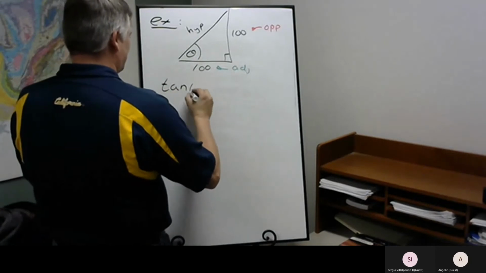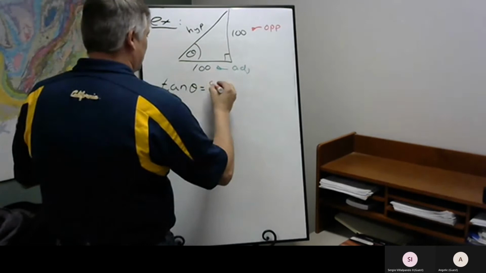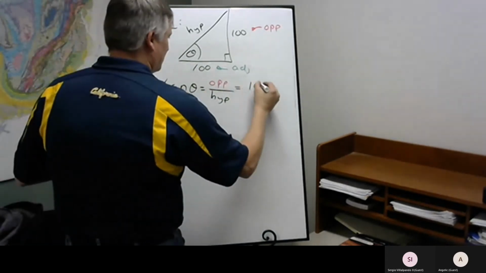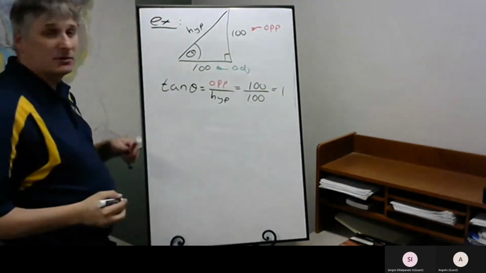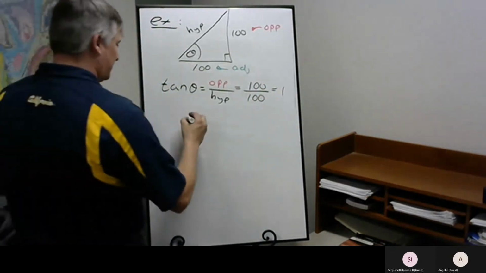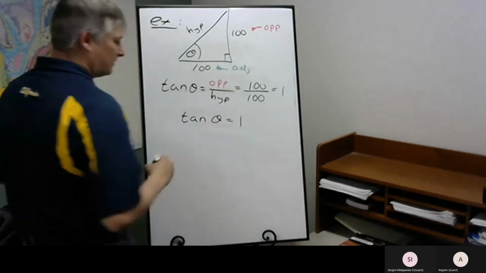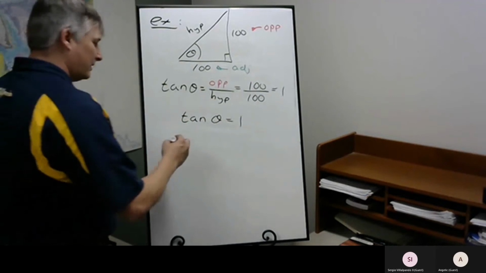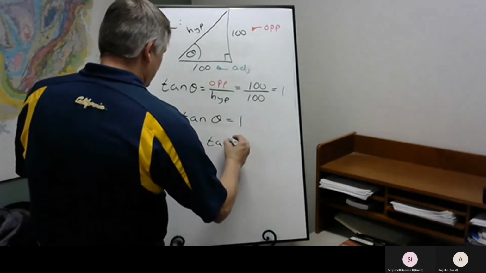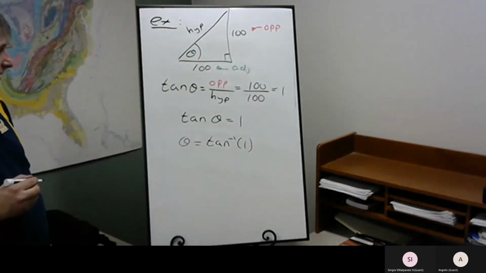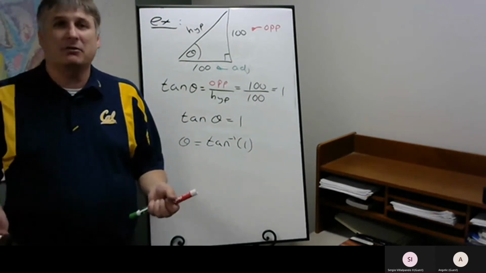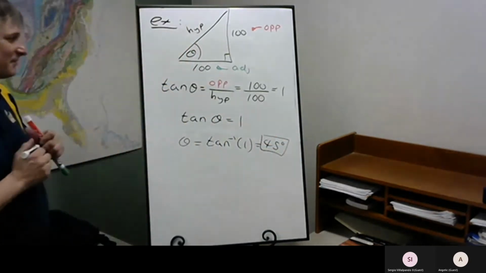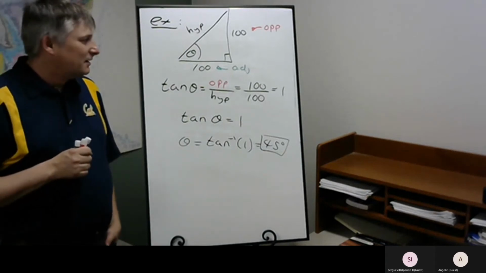So the tangent of theta is opposite over adjacent, and so you get 1. So what we have is the tangent of theta is equal to 1. Because the tangent of theta equals 1, then theta equals the tangent inverse of 1. And what's the tangent inverse of 1? Again, you can type this into your calculator, make sure it's in degree mode, and this will come out to be 45 degrees. And that's going to be our answer.